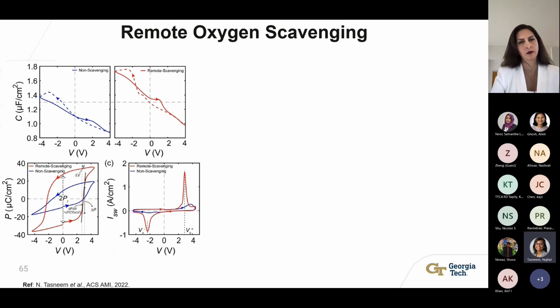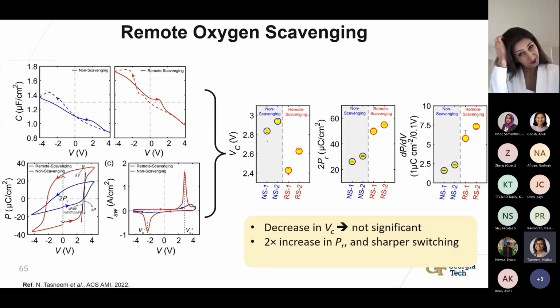So we also measured the electrical characteristics of these two samples. And we saw that the write voltage of the scavenged sample decreases, which is expected since the interfacial layer thickness is decreasing. However, the decrease in the write voltage is not as significant as we expected. It decreases only by 10%. At the same time, the scavenged sample showed higher 2PR and sharper switching than the conventional non-scavenging sample. So these results were published in ACS AMI in 2022.